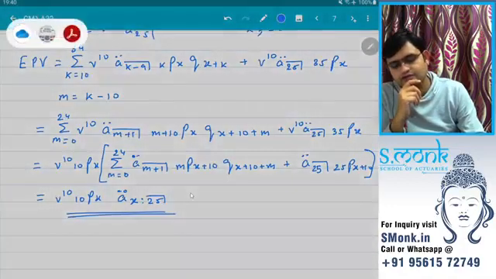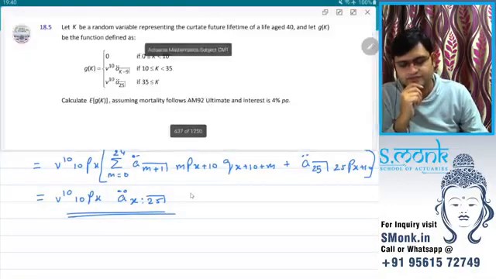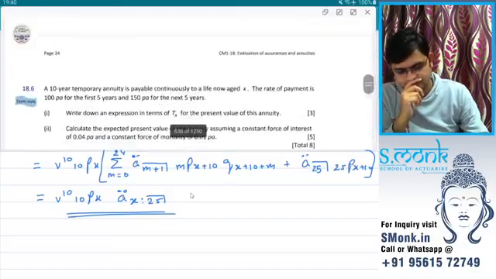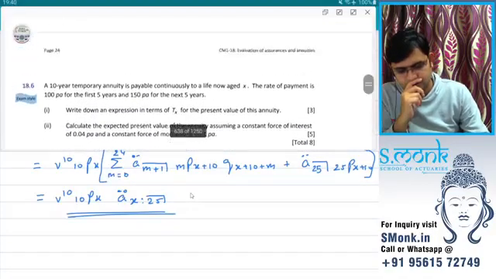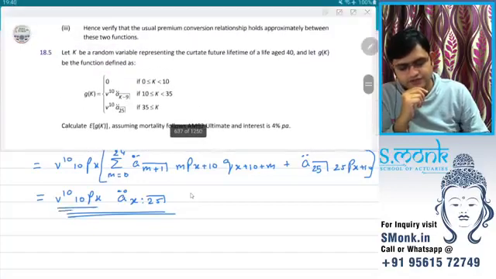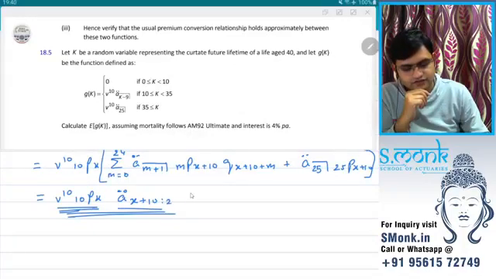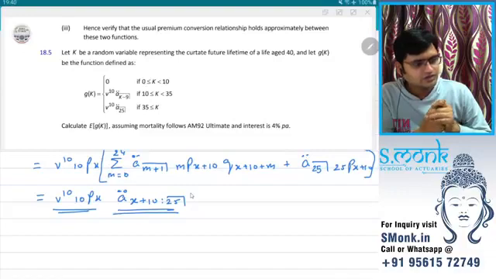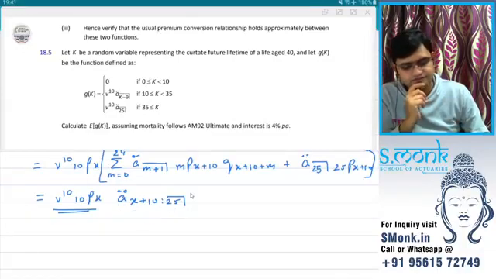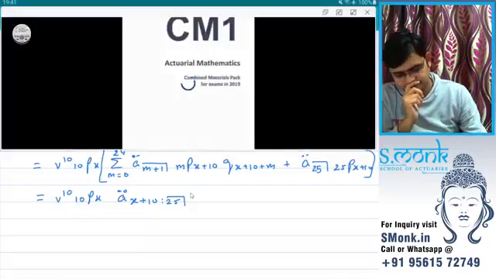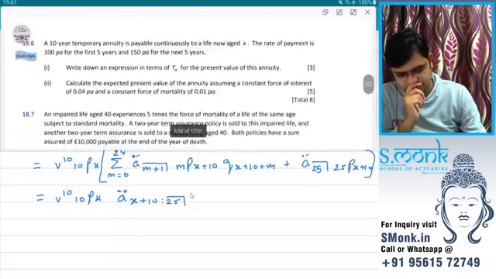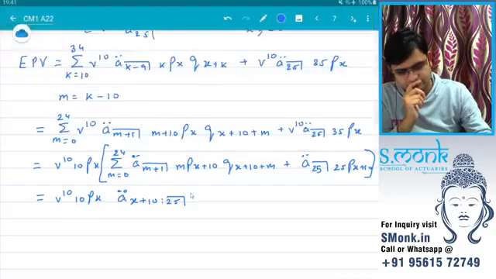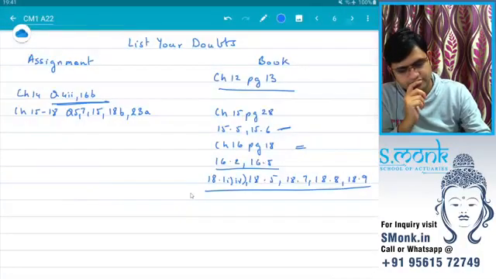You can now calculate for AM92 easily, right? AM92 4%. So you can clearly see if the person survives for 10 years, then a temporary annuity, so instead of x, this is actually x plus 10 for 25. If the person survives for 10 years, then a temporary annuity starts for 25 years. I think 18.7.